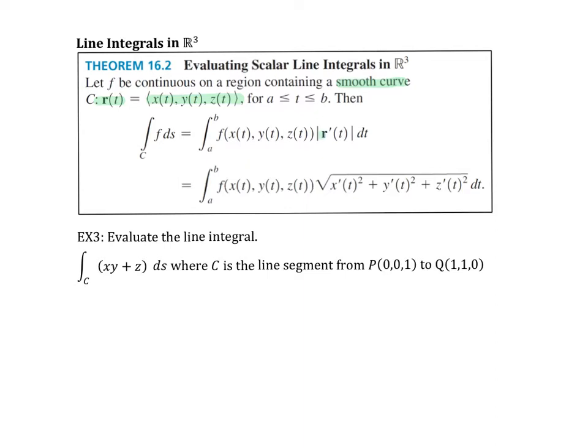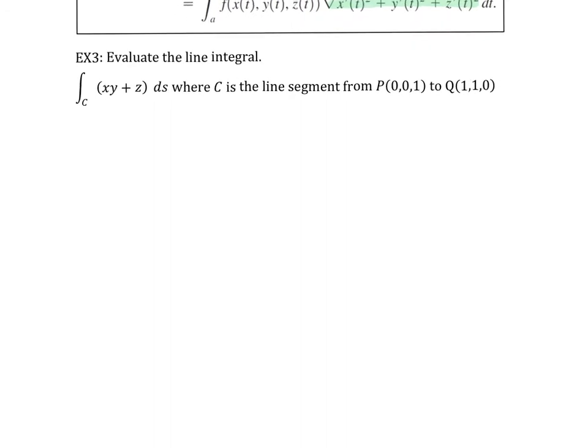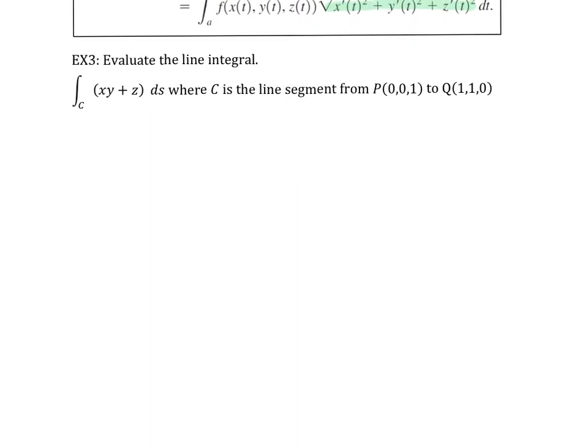Exactly the same. You're going to have the magnitude of r prime, that's your Jacobian, and your function written in terms of your variable t. So the magnitude is still exactly the same, square root of all the components squared. Let's evaluate this line integral.